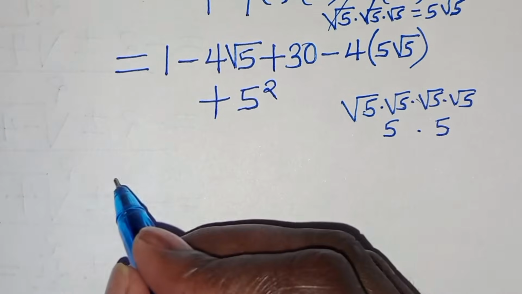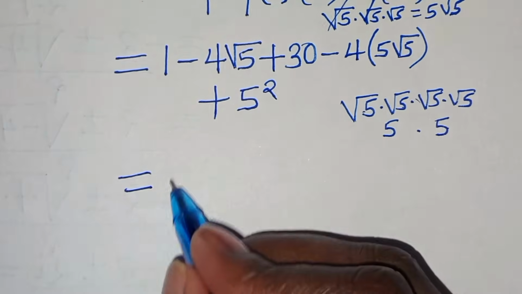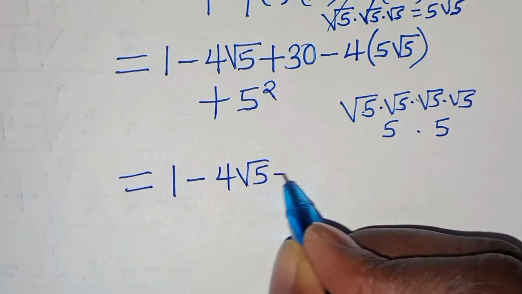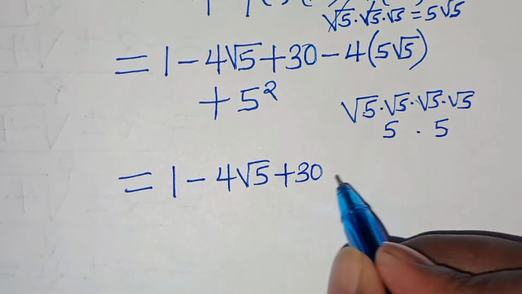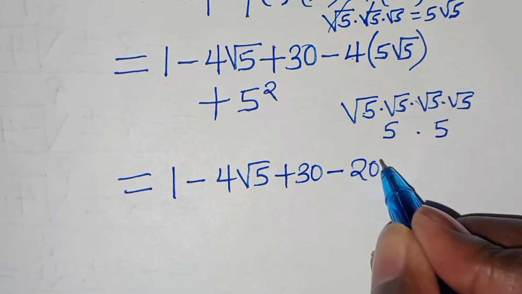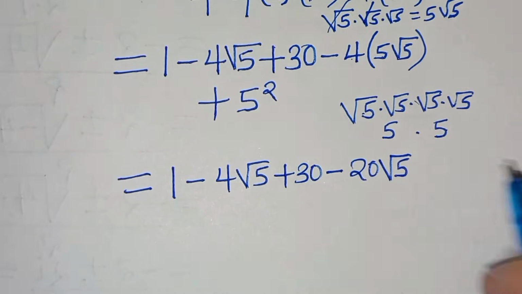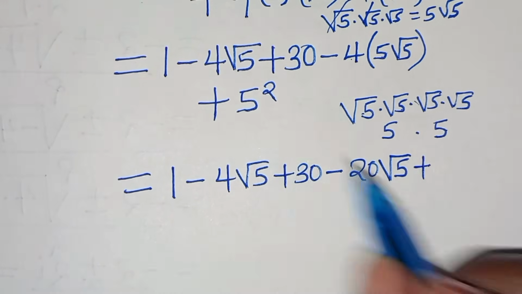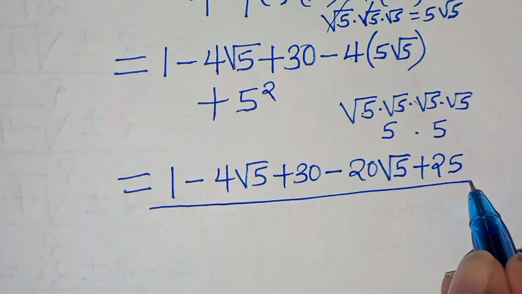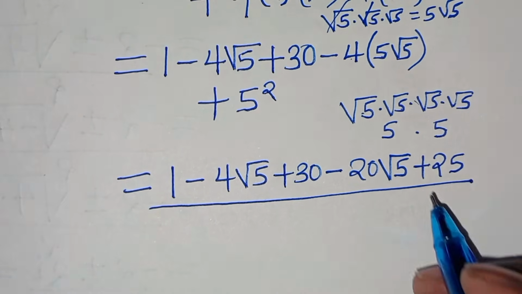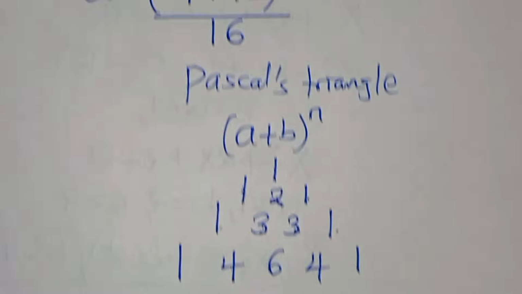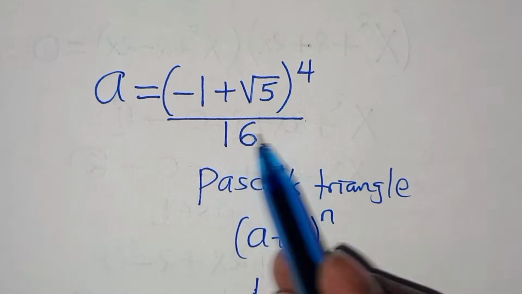So essentially here, this means we have, this is 1 minus 4 square root of 5 plus 30. Then minus, now this is 4 times 5 square root of 5. This is minus 20 square root of 5. Then plus 5 squared, which is 25. Now everything here is divided by 16. So we divide by 16.